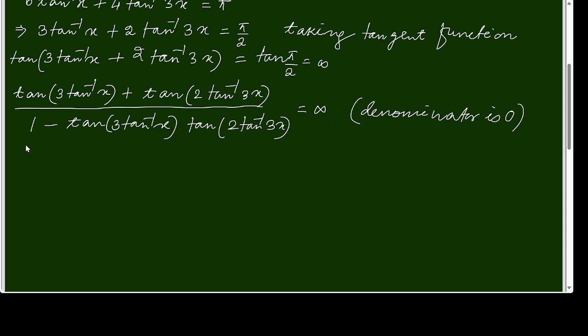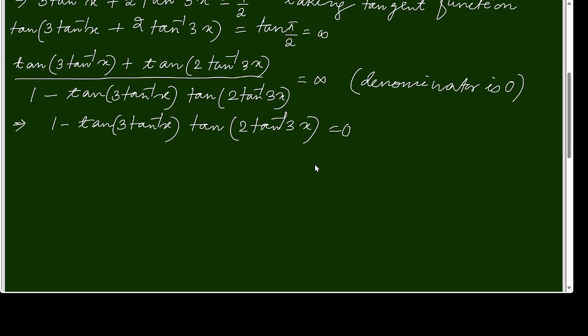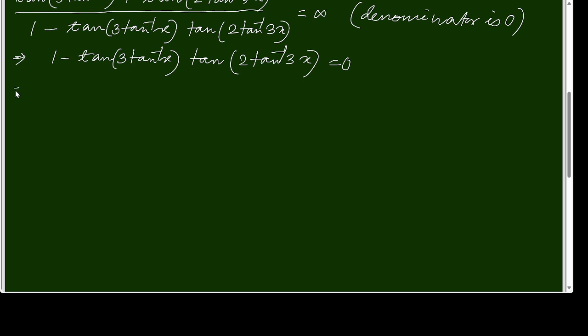So comparing the denominator, we can write 1 minus tan 3 tan inverse x and 2 tan inverse 3x equals 0, or tan of 3 tan inverse x into tan of 2 tan inverse 3x equals 1.